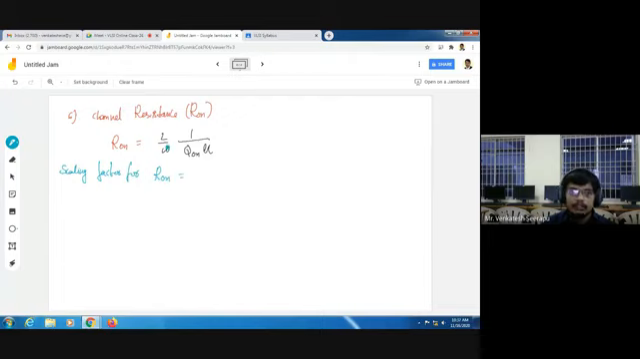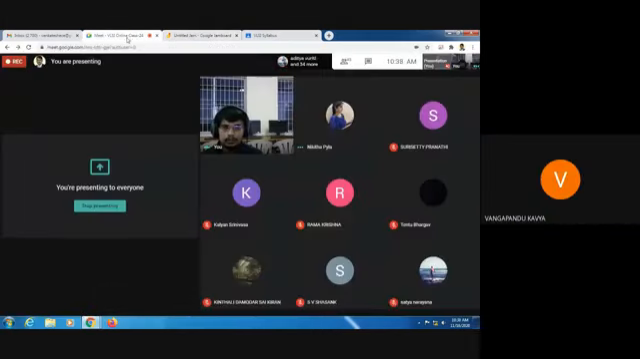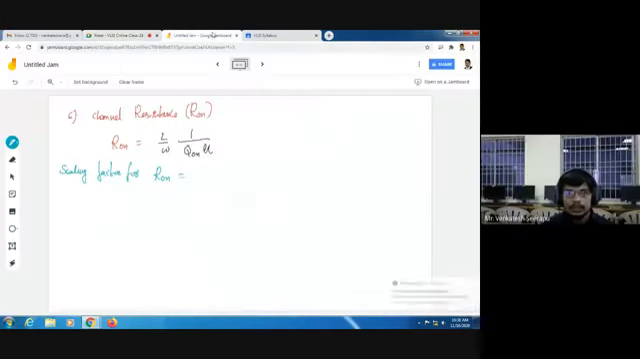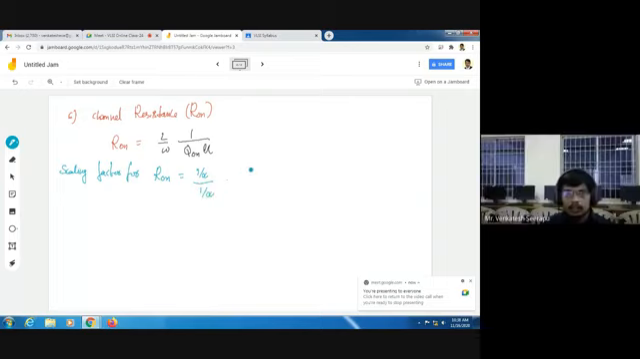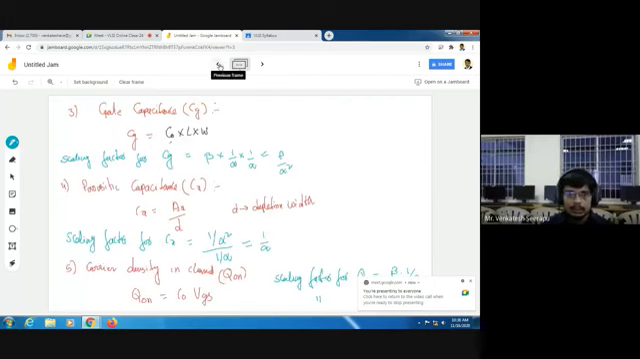What is the scaling factor for L? 1 by alpha. Yes, 1 by alpha. What is the scaling factor for W? 1 by alpha, sir. What is the scaling factor for Q on? We calculated it already, didn't we? Yes, Q on is having a scaling factor 1.